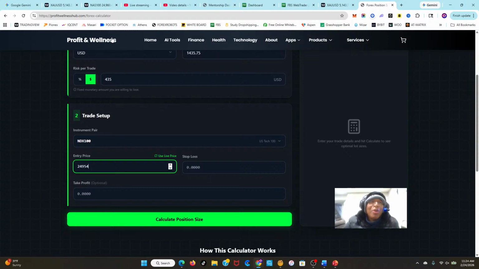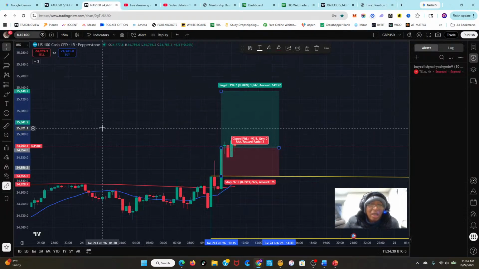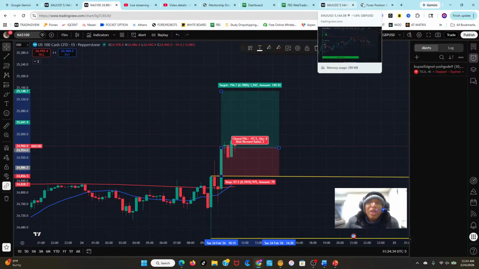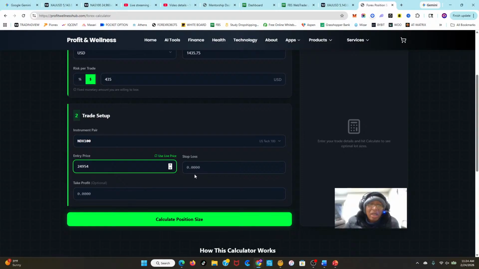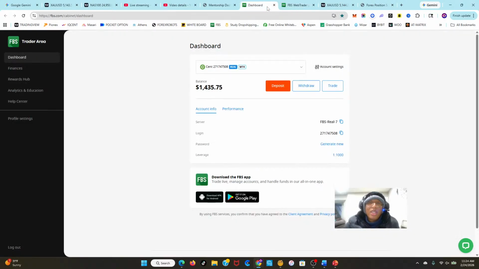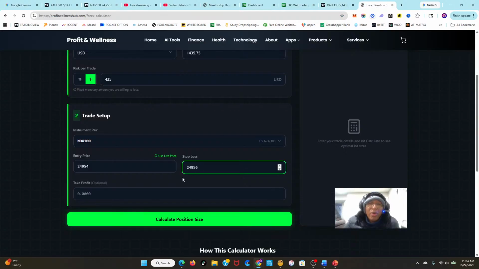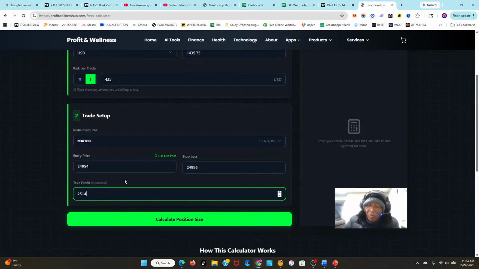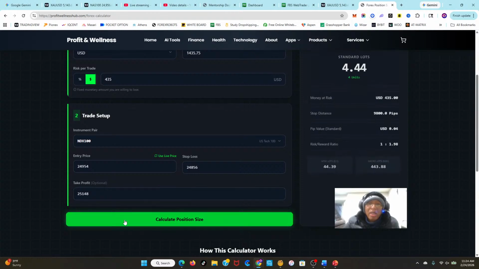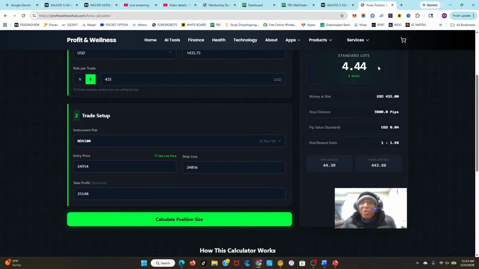Our stop loss, very important, is this one here, 24,856. And our take profit is this one here, guys. Our take profit is 25,148. And then we calculate the position. So it tells you what lot size to use, 4.44.